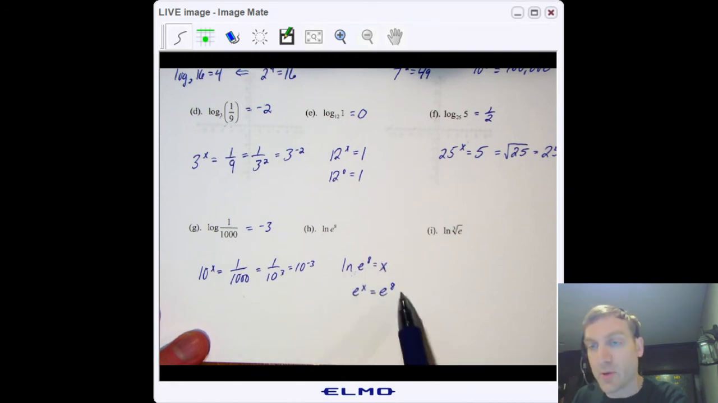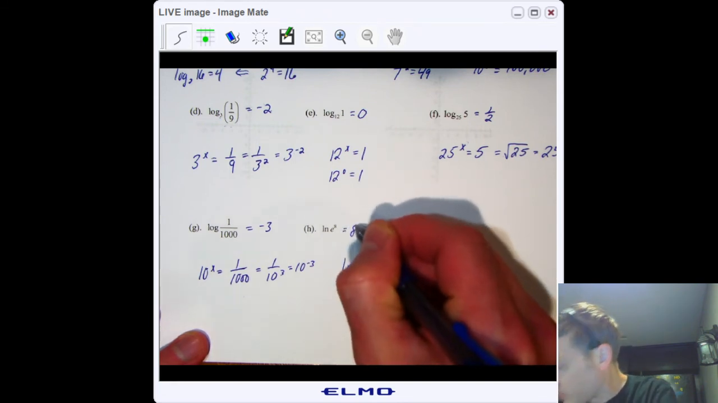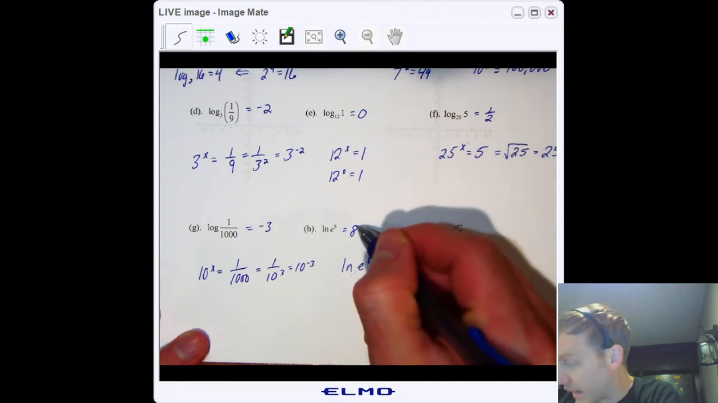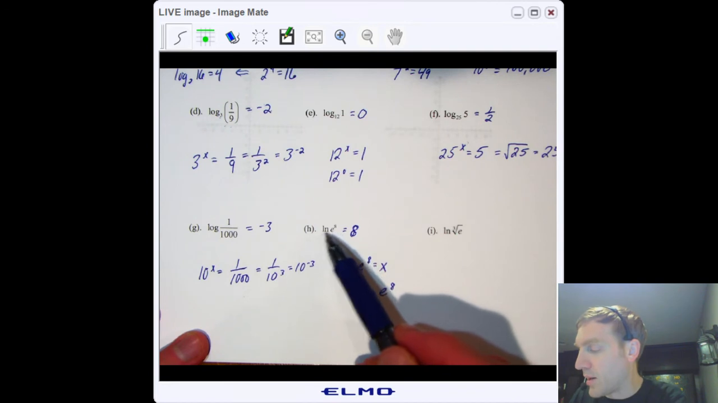Well, what makes those true? Well, this one's really easy then, right? x is 8, right? e to the 8 equals e to the 8. So that answer is just 8, all right? Because the log was base e, but my number here also had a base e. So what I'm saying is that e to the 8 equals e to the 8.